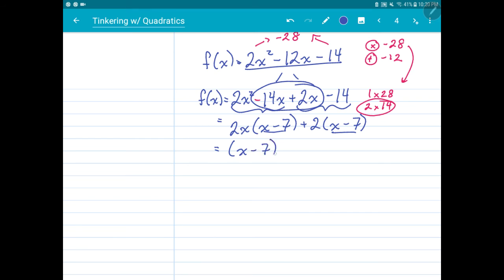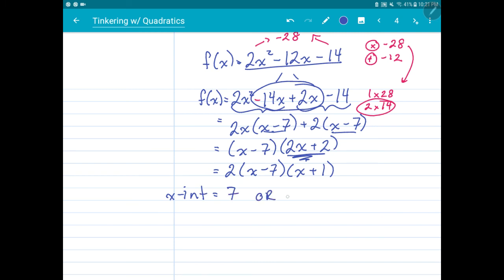So now we just common factor out the thing that's the same in both terms. So you get x minus 7 from this one and x minus 7 from that one. And left over you get (x minus 7) times (2x plus 2). And then to really finish this off properly, you should take out the common factor from that. So that's going to be a 2. You get (x minus 7) and (x plus 1). And so you get your x-intercepts as 7 again, or minus 1.